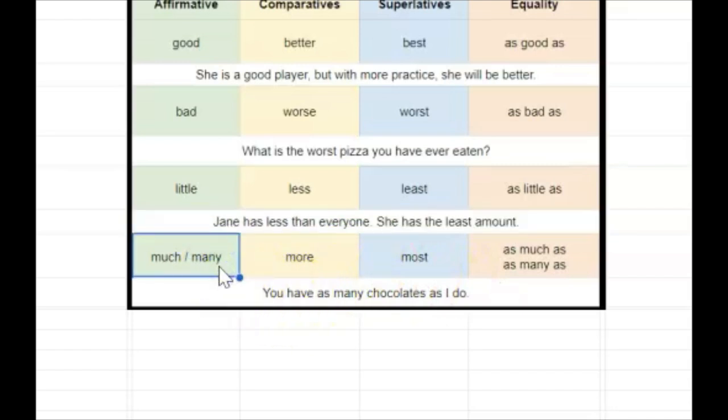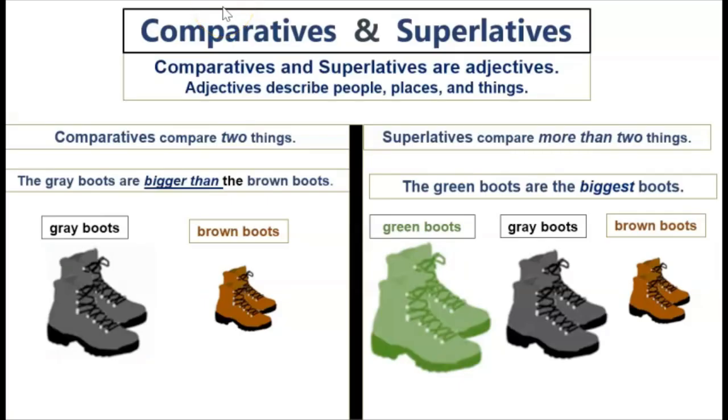And the next pair of words, the last one for comparatives and superlatives, we've seen these already, more and most. For the word much or many, we're going to use the comparative more. For a superlative, most. And then the equality would be as much as or as many as. So the example sentence is, you have as many chocolates as I do. And this has been a video on comparatives and superlatives.